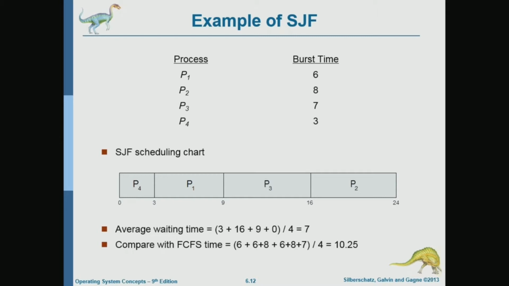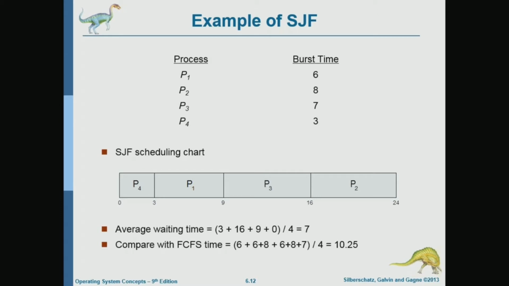Now the average waiting time is, how long did P1 wait? P1 waited for 3 time units. How long did P2 wait? P2 waited for 16 time units. How long did P3 wait? P3 waited for 9 time units. How long did P4 wait? It waited for 0. So the average is 7. And this is the average waiting time.